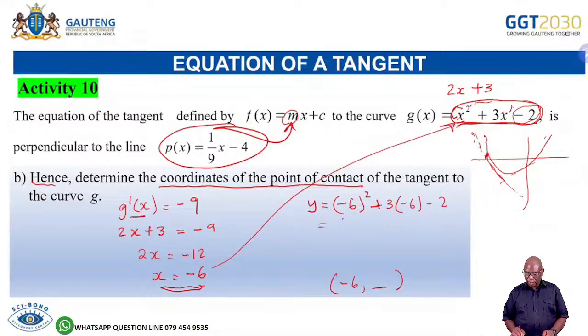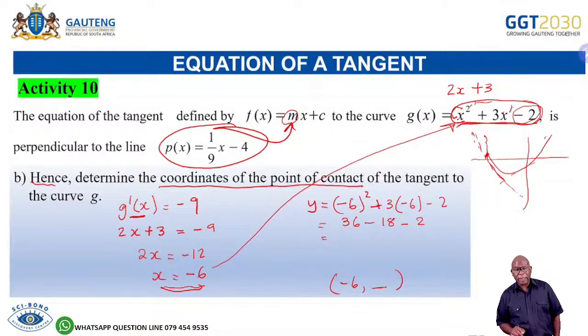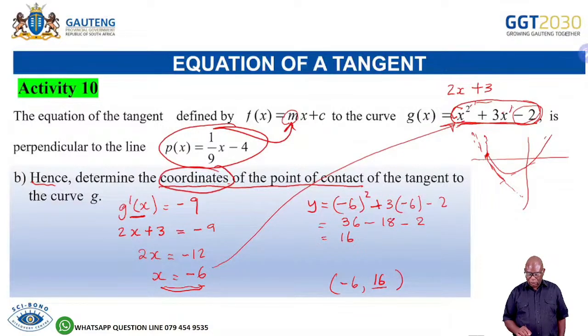So that will be 36 minus 18 minus 2. 36 minus 18 will be 18. 18 minus 2 will be 16. Positive 16. So that y value will be 16. So this is the coordinates of the point of contact: -6 and 16.